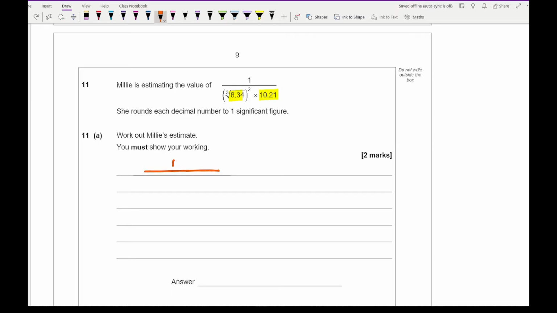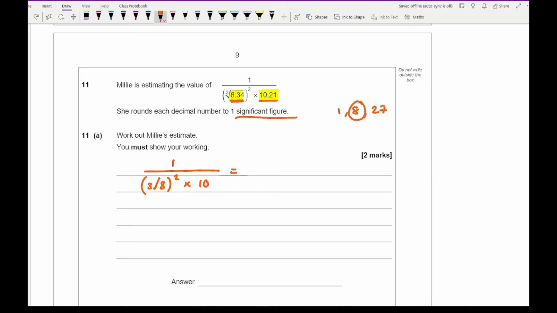Now because we're cube rooting 8.34, we need to round this number to the nearest cube number. Now if you think about what your cube numbers are, 1 cubed is 1, 2 cubed is 8, 3 cubed is 27. So the nearest cube number is going to be 8. So that's going to be the cube root of 8 squared multiplied by, and we round this number to 1 sig fig, and that's going to be 10. Another reason we can round 8.34 to 8 is because rounding it to 1 sig fig also gives us 8. But typically, if you're estimating and working with roots, you always want to round to whatever the nearest square or cube number is for your own convenience.